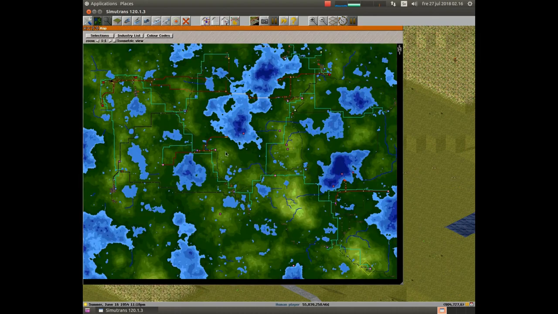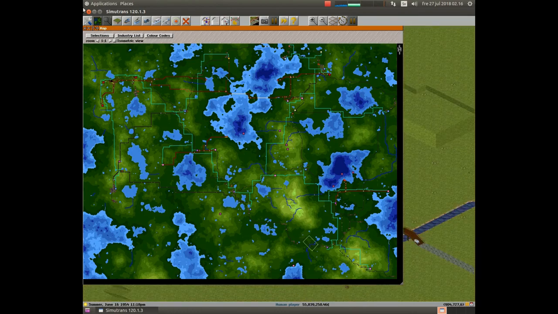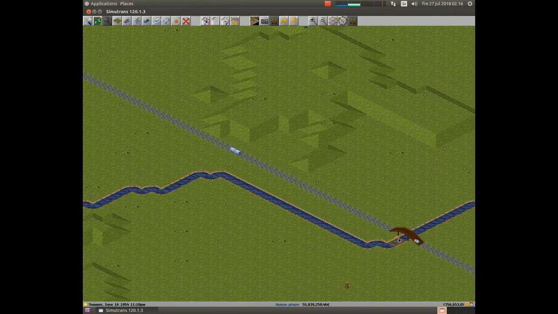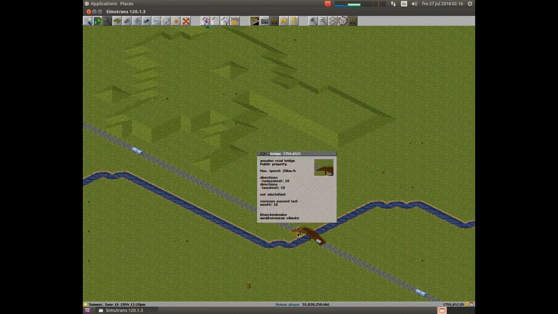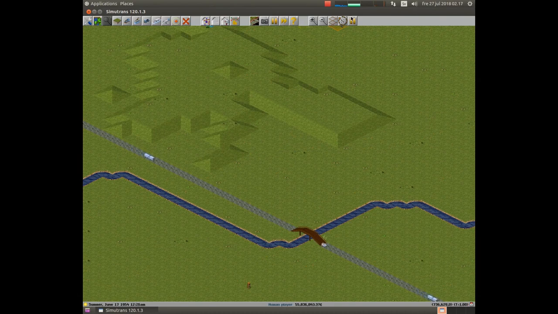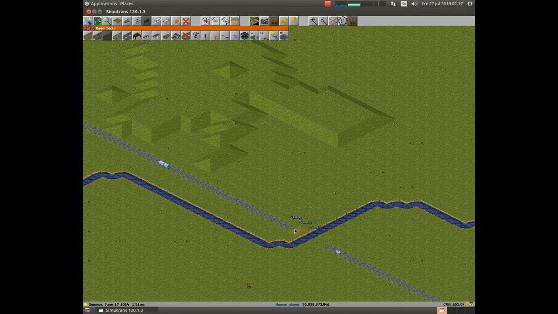So we simply build one new station somewhere along the road. And I think here can be one good place for that. This is, however, an old bridge which we should remove, because that bridge only allows 20 km per hour. So we start by doing that, and we replace it with a faster bridge.